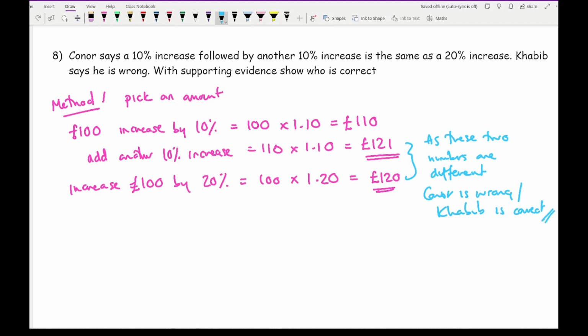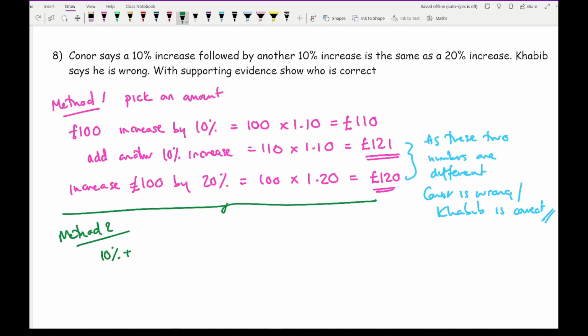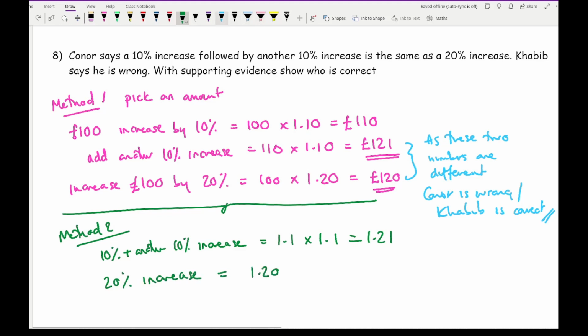Now another way you could work this out is by looking at the decimal multipliers. So method 2: 10% followed by another 10% equals 1.1 multiplied by 1.1, which equals 1.21. And then a 20% increase equals 1.2. So as you can see, these two numbers here are different.